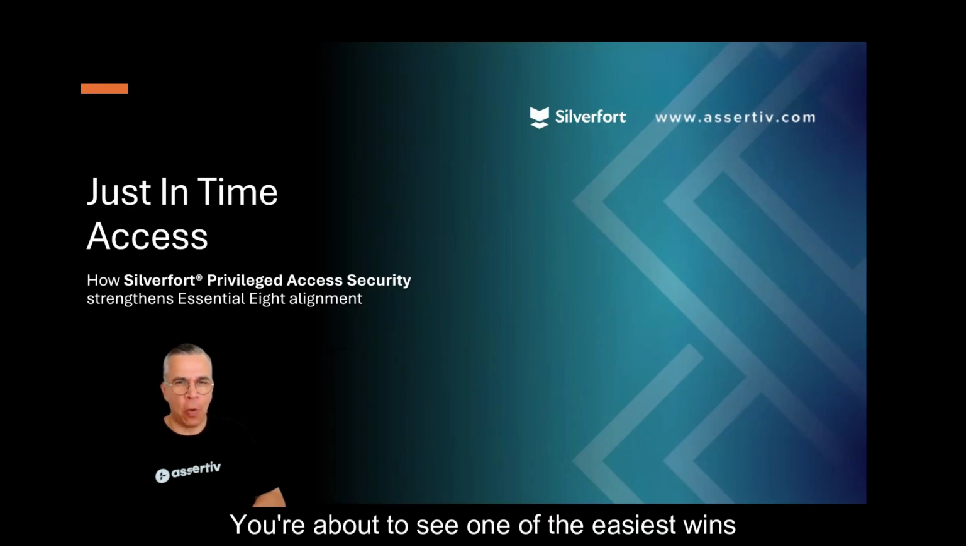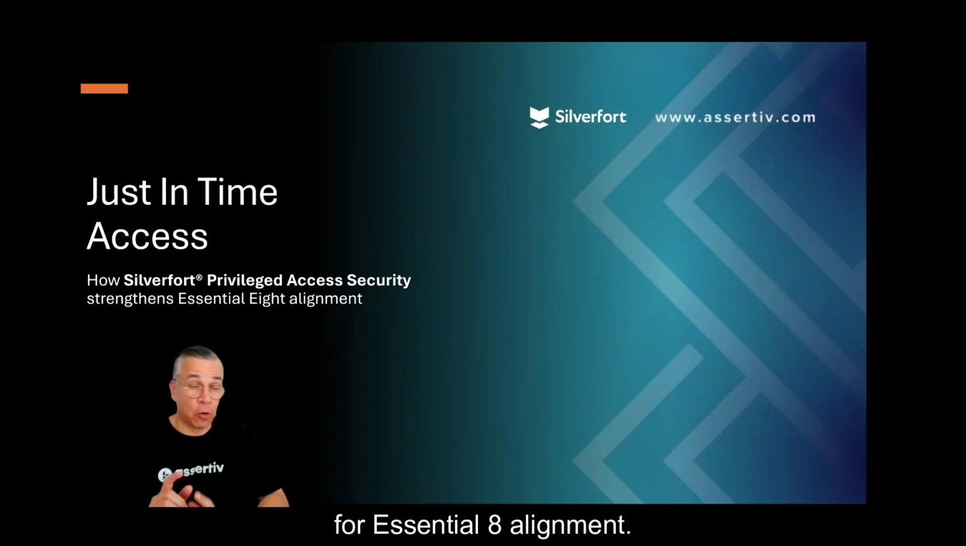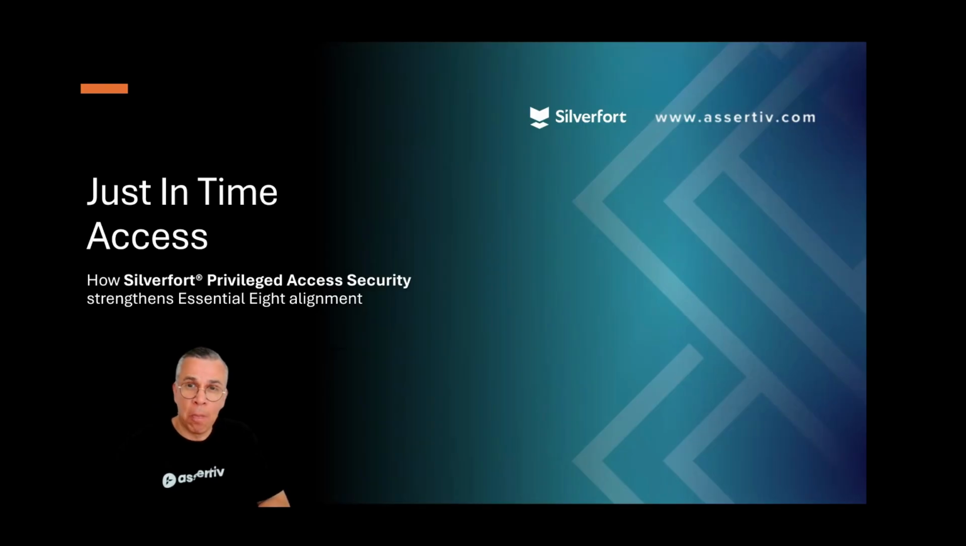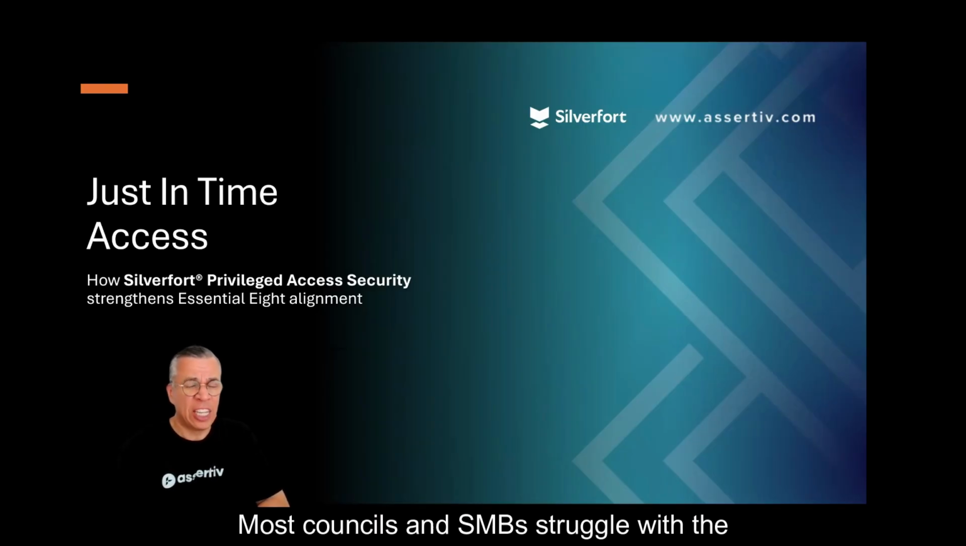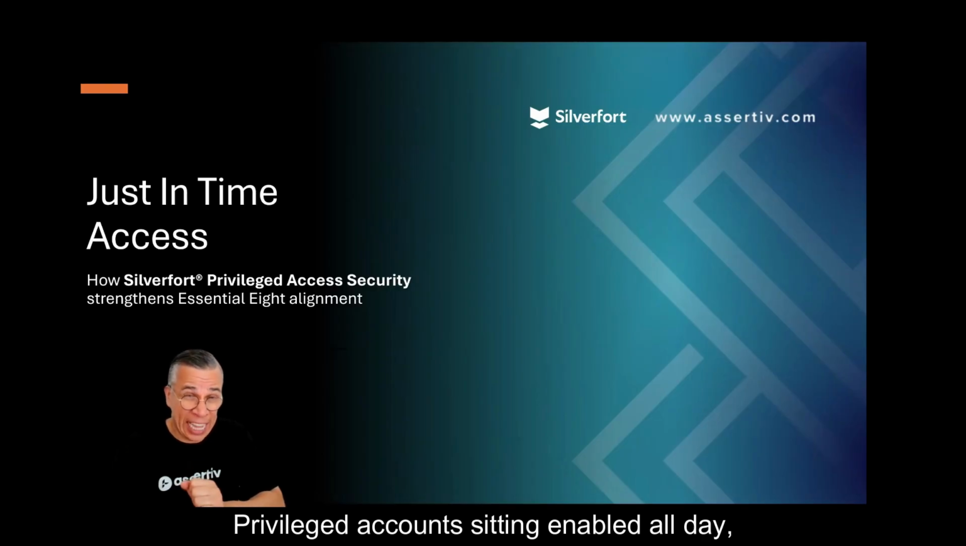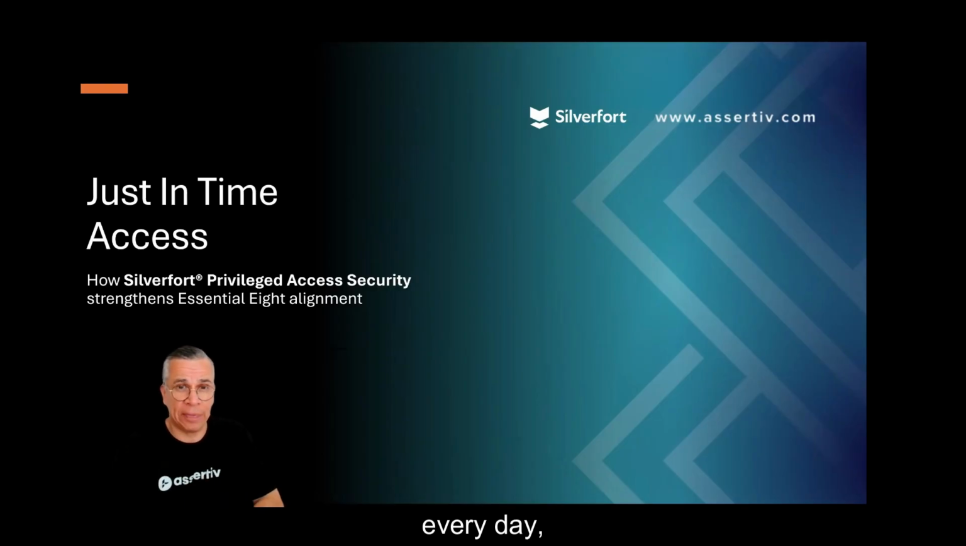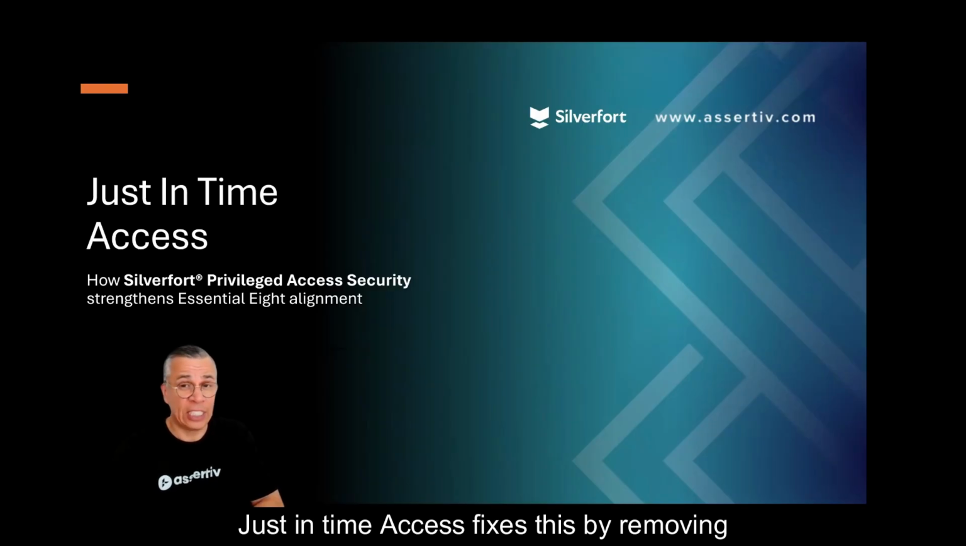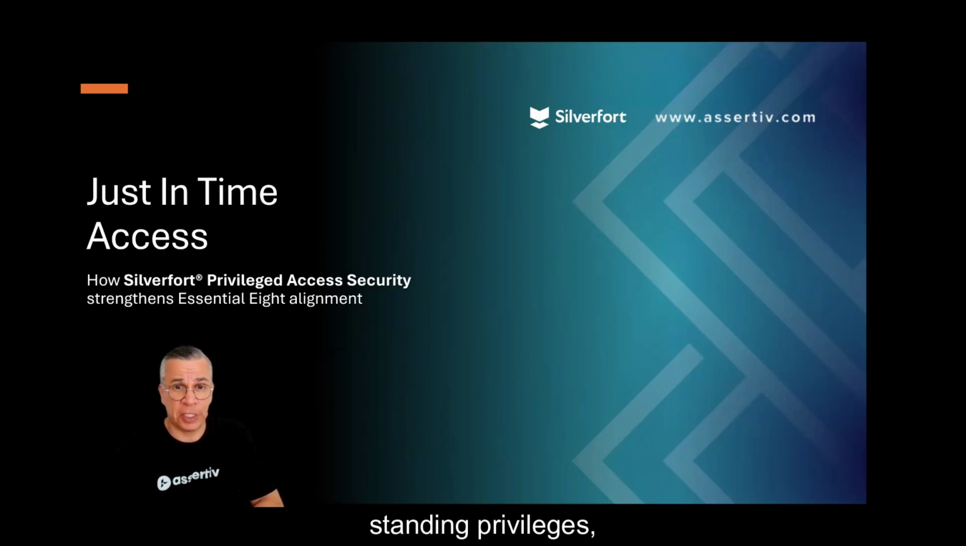You're about to see one of the easiest wins for Essential 8 alignment. Most councils and SMBs struggle with the same issue: privileged accounts sitting enabled all day, every day. Attackers love that. Essential 8, not that much. Just-in-time access fixes this by removing standing privileges.